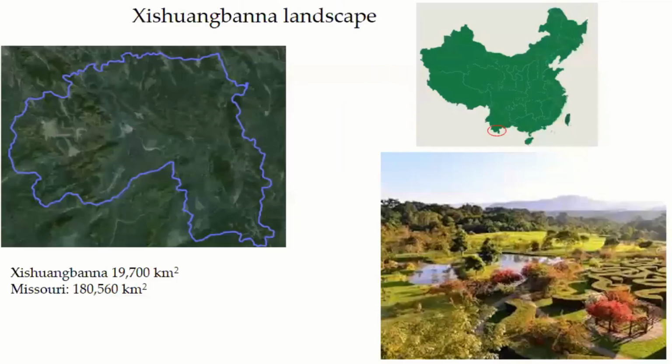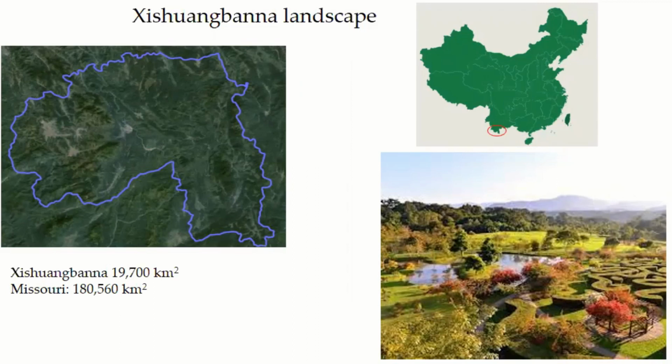So Xishuangbanna is a prefecture in the province of Yunnan, south of Yunnan. It borders Laos and Myanmar here, and Vietnam is a bit here. And this is the view of the botanic garden where I spent 3 years. Beautiful botanic garden. I really advise you to visit if you go to Asia. It's basically roughly 10 times smaller than Missouri, so it's quite a big area. And this is the view.